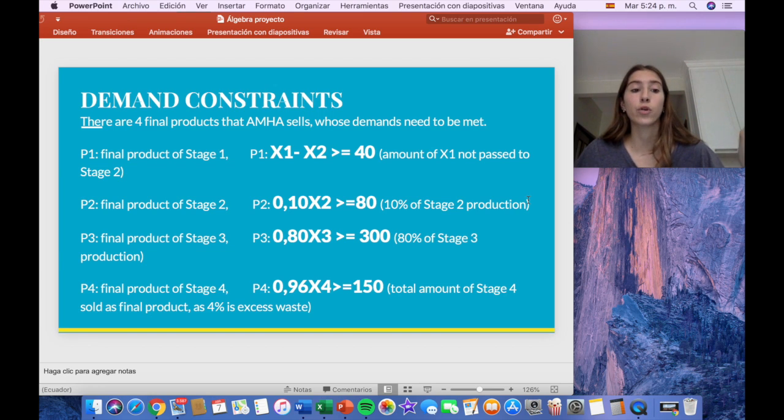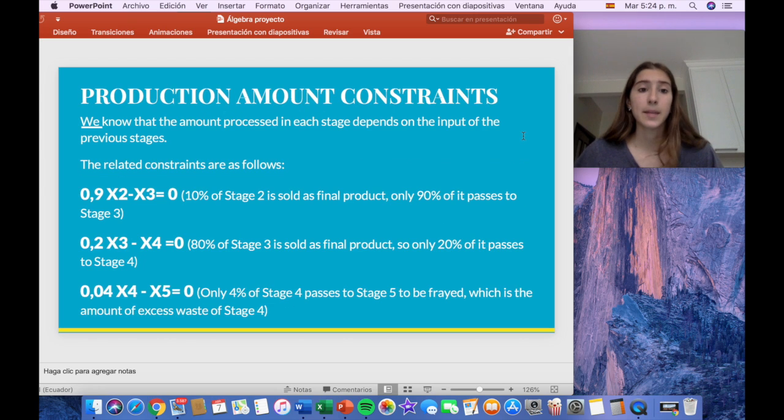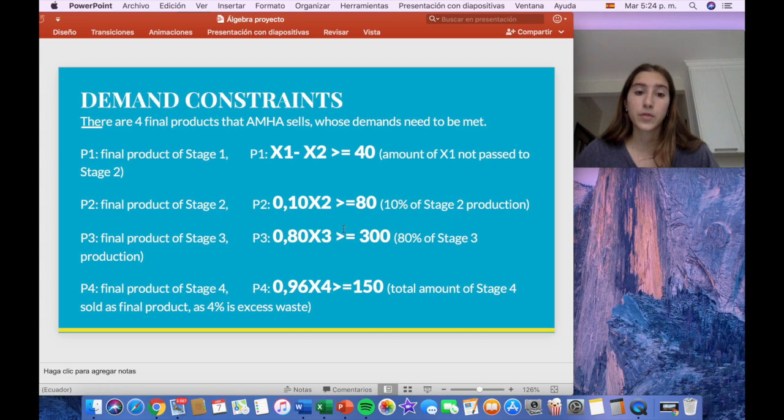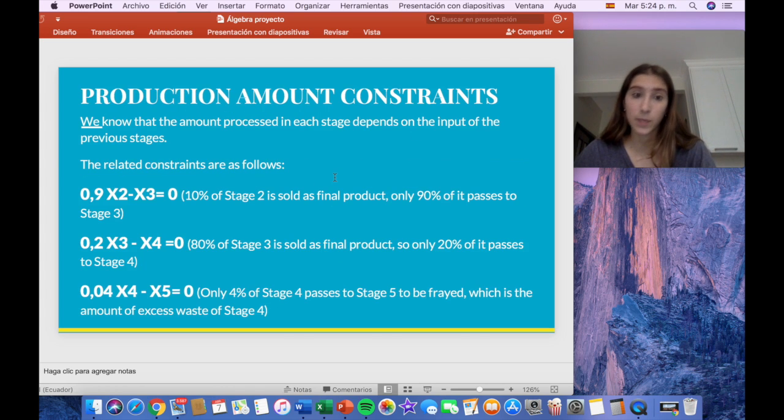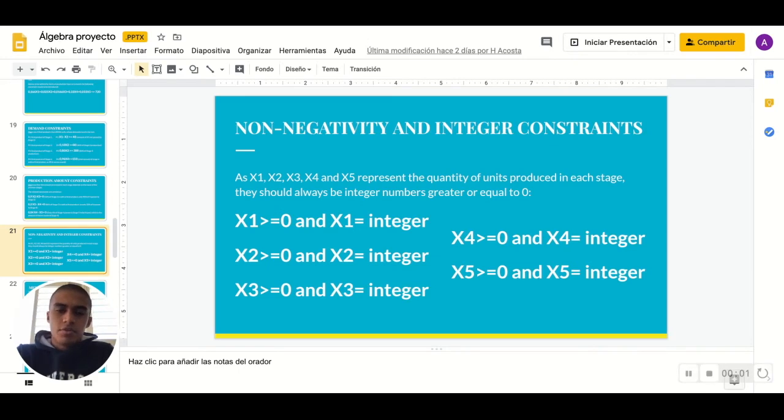And what happens with the fourth product is that as 4% of it goes to waste, only 90% of x2 must be greater or equal to 150, which was the demand for color and design fabric. The production amount constraints are related to the demand constraints, because if 10% of x2 goes to the final product, 90% of x2 must therefore go to stage 3. So 90% of x2 minus the amount produced in x3 must be equal to 0. And the same with the other 2 stages that have final products with percentages. All the variables have to be greater than or equal to 0.